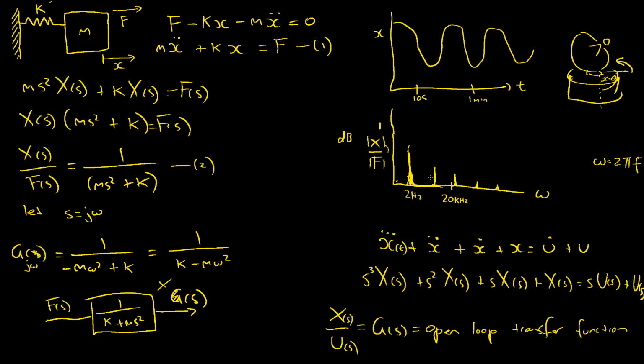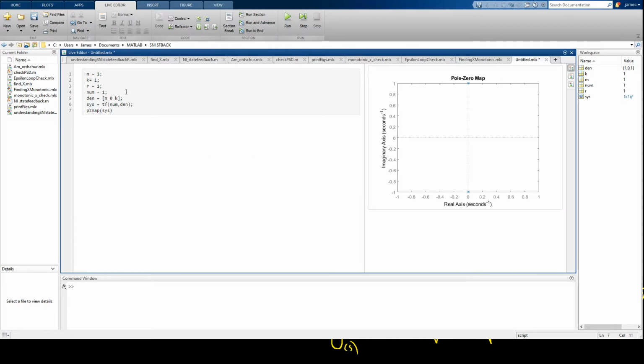Let's do that now in MATLAB. So I've just swapped over to MATLAB, and I've written up a tiny bit of code to generate a transfer function, that's what this TF command is, of the system that we just drew. And I've made some assumptions. I've just said let the mass equal 1 and the spring constant equal 1. We'll get to this R value in a second.